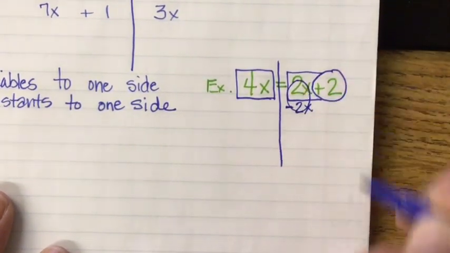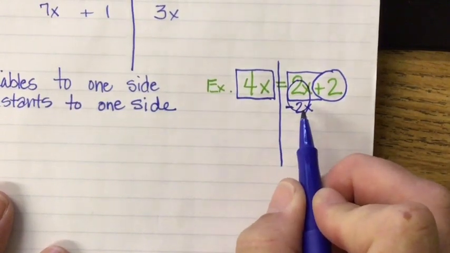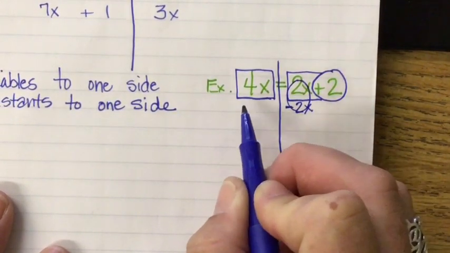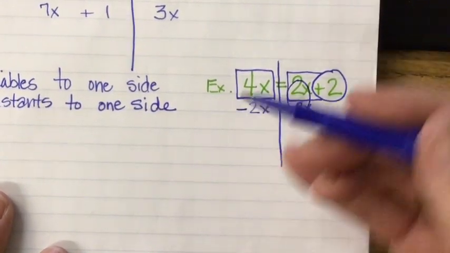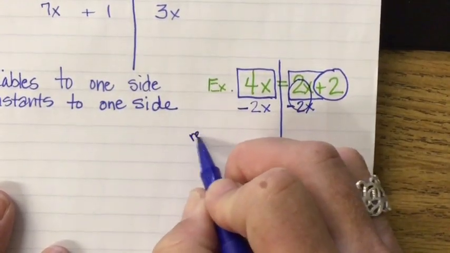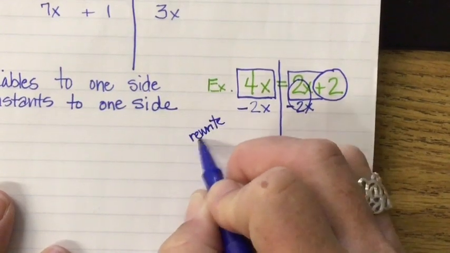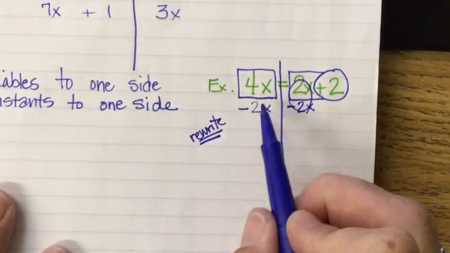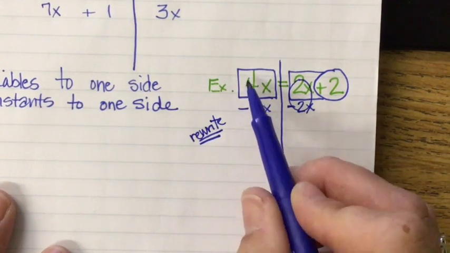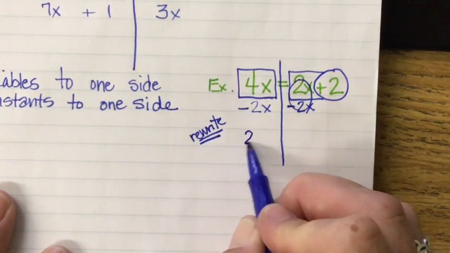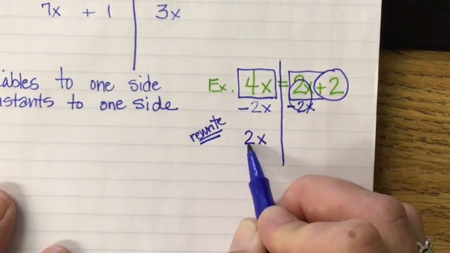Okay, so that is a 0 pair. But if I subtracted 2x here, I need to subtract 2x here. Okay? So now I'm going to rewrite 4x minus 2. You're only adding and subtracting the coefficients, but do not separate that x from that coefficient.